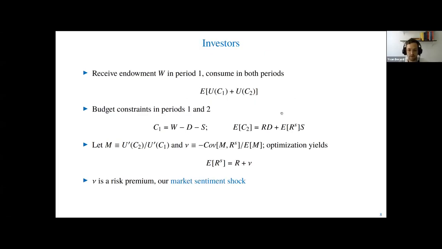I'll explain how it works. So investors basically live two periods, and they want to consume in both, and they have just an endowment in period 1. So in period 1, they're going to consume, and then they're going to save part of their endowment into either deposits or securities. And then in period 2, they will just simply eat the return on their assets.